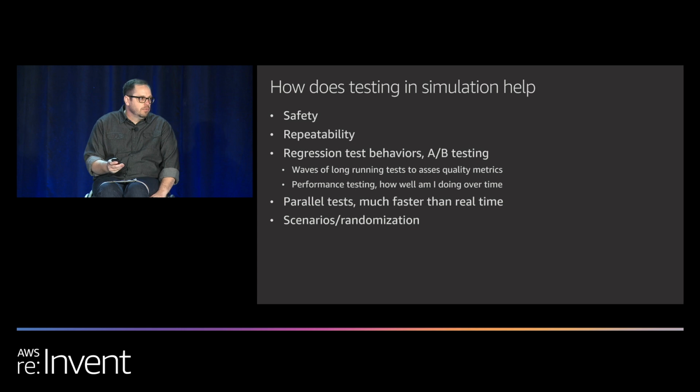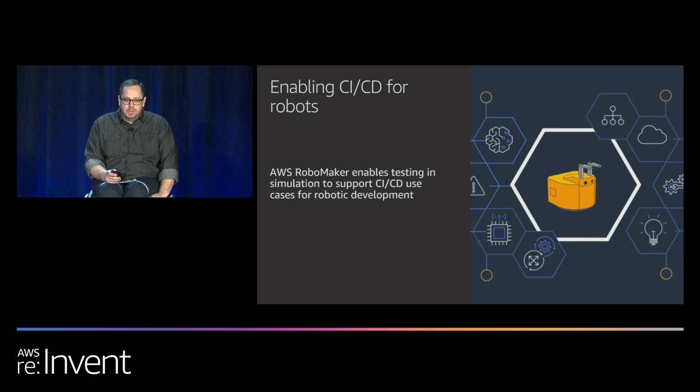And we can take that one step further. We can randomize some of the input to our scenario. So we can test across a random set of floor plans and a random set of shelving configurations to ensure that when we build a new warehouse and drop our robot in, it's going to behave the way that we expected. So we think there's a number of use cases for testing and simulation that are super important for developing robots.